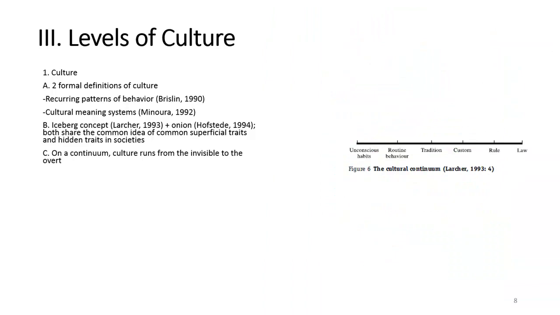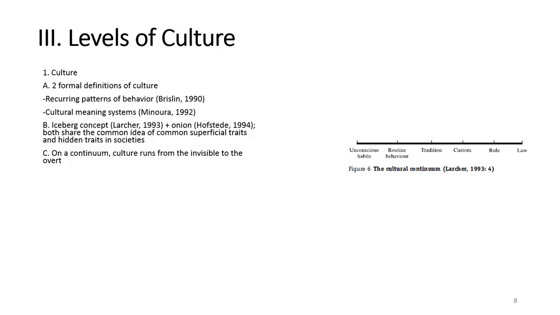And he goes on to tell us, Alan, our author of this reading, that culture operates on a continuum, right? That it runs from the invisible to the visible or overt. So if you take a look at figure 6 on your right, we see that on the far left of the figure, we have these unconscious bits of culture, like our habits and ways of doing things and our perception of time and perception of decency. These are the unconscious bits of culture.